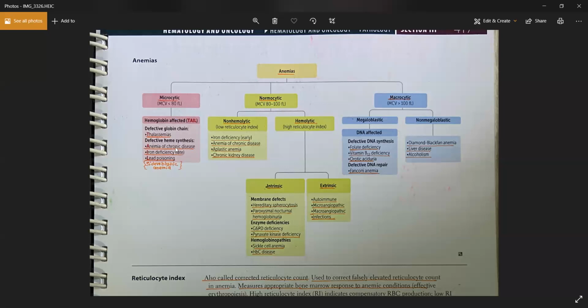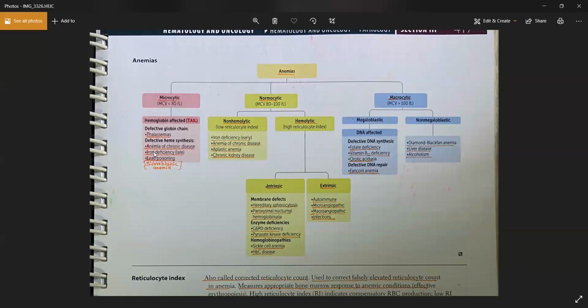So it could be the anemia of chronic disease. It could be the iron deficiency anemia. It could be the lead poisoning. It could be the sideroblastic anemia. In all these disorders, you're damaging the heme part, right? Like in case of anemia of chronic disease, you're not having iron. If the iron is not there, then the heme cannot be synthesized.